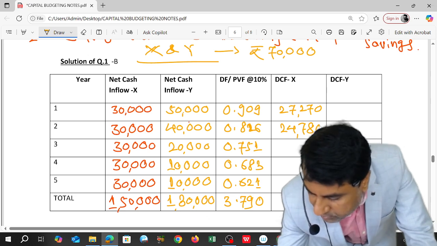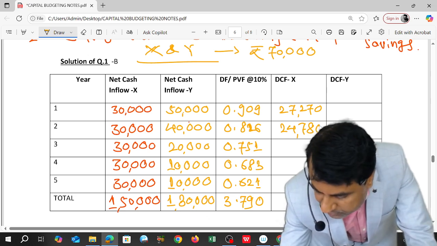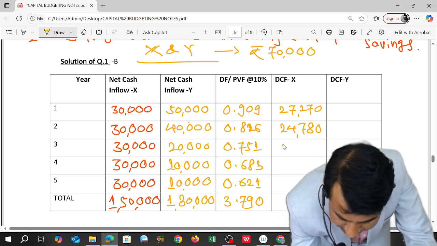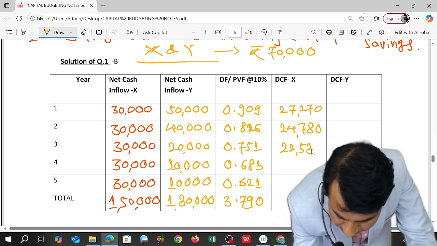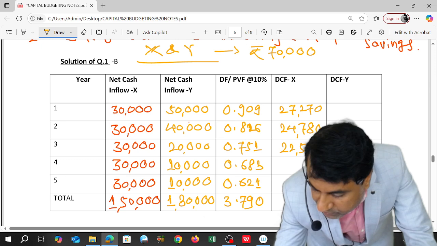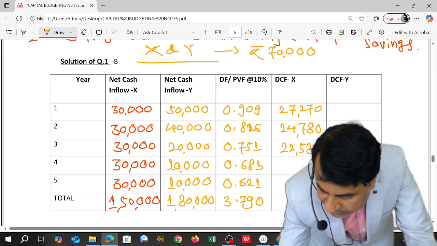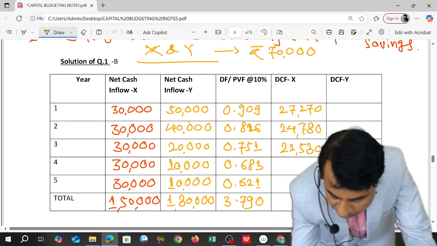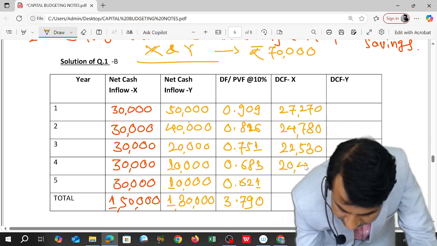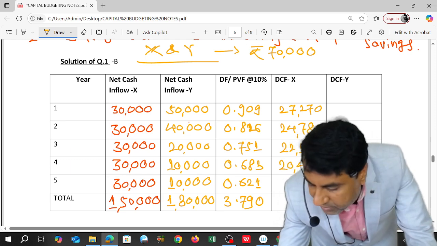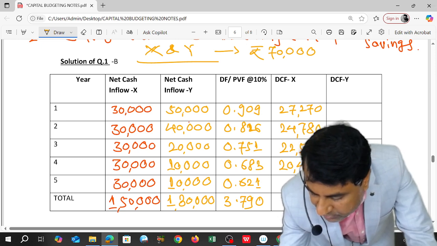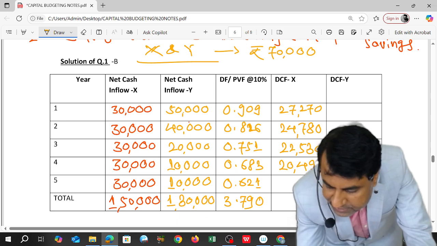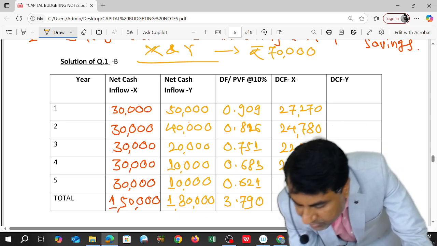Third is 0.751, which gives 22,530. It is the third one. Fourth, 0.683 is the discounting factor for the fourth year, which gives 20,490. And the last is 0.621, and it is coming 18,630.